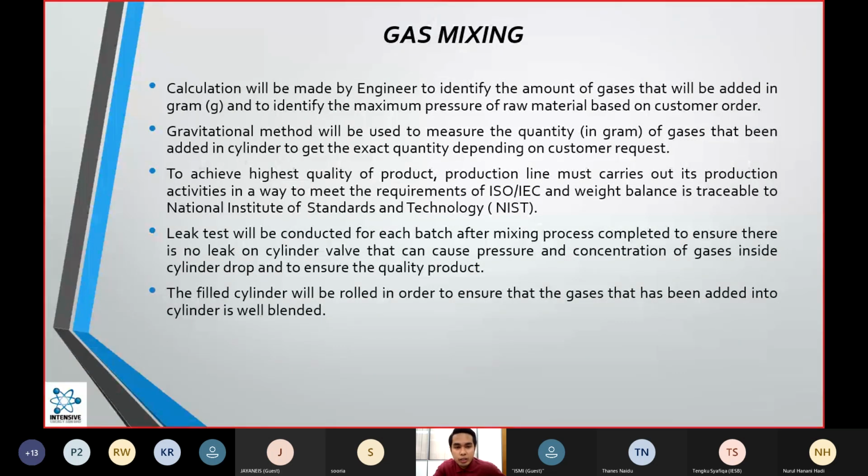Leak tests will be conducted for each batch after the mixing process is completed, to ensure there is no leak on the cylinder valve that can cause the pressure and concentration of gases inside the cylinder to drop, and to ensure the quality of the product. The filled cylinder will be rolled in order to ensure that the gases that have been added into the cylinder are well blended.